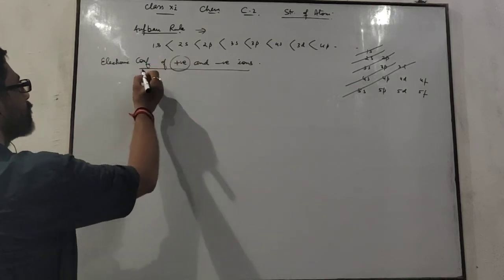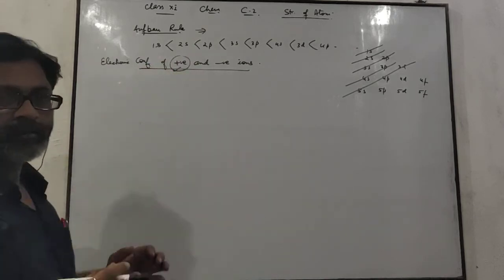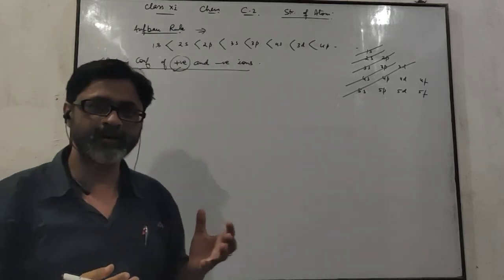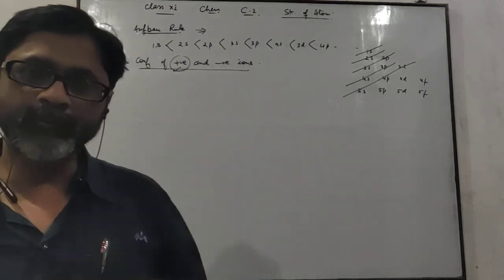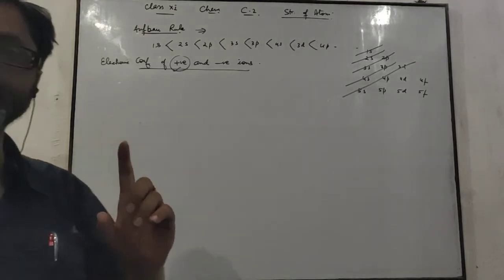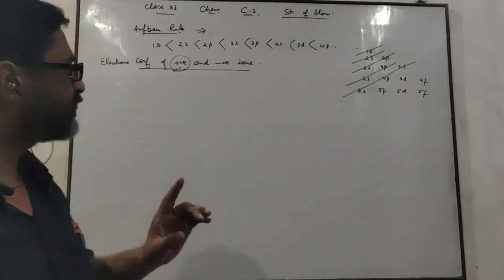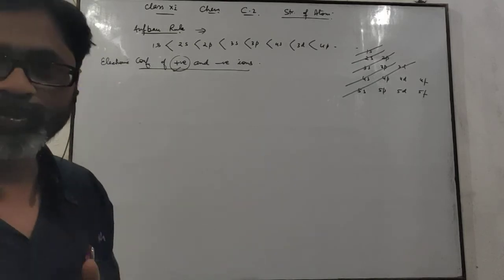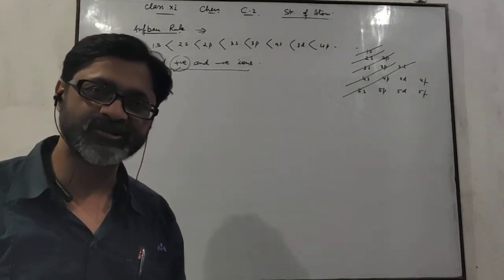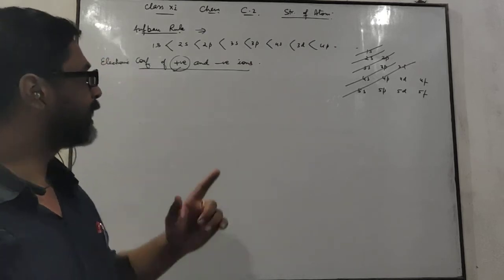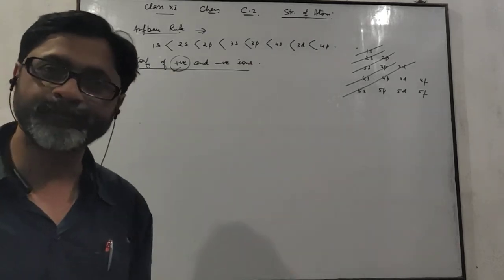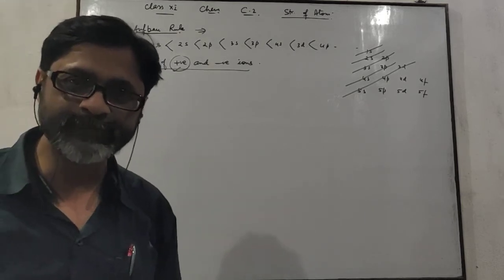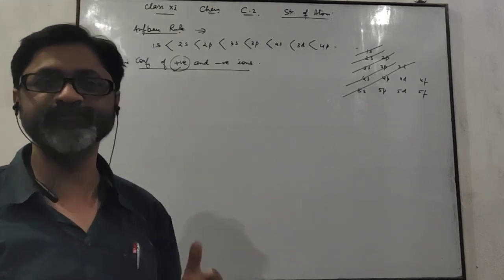To write the electronic configuration of a positive ion, the number of electrons in the outermost shell is reduced by an amount equal to the charge on that ion. If one positive charge is present, you remove one electron from the valence shell, the outermost shell. If two positive charges are present, you remove two electrons. If three positive charges are present, you remove three electrons from the outermost shell.